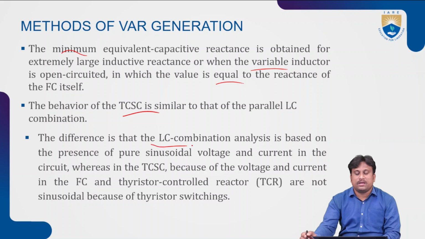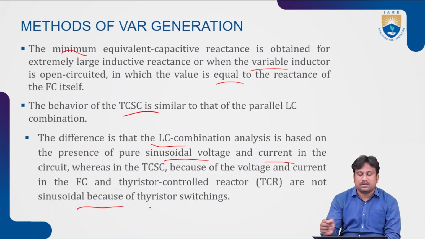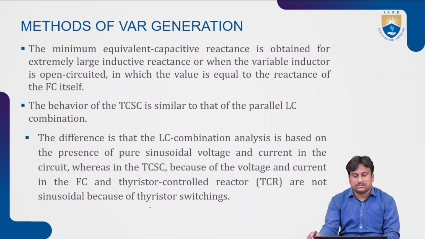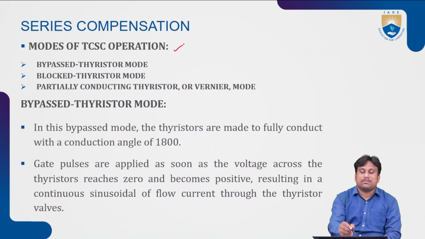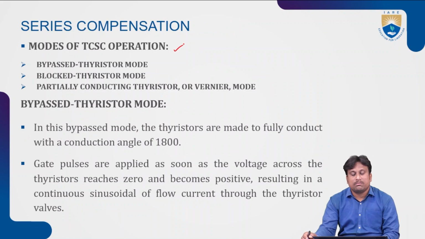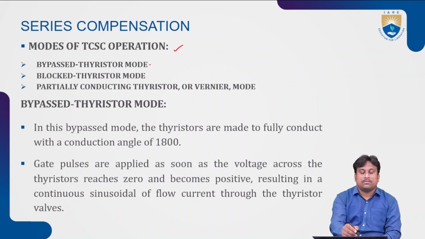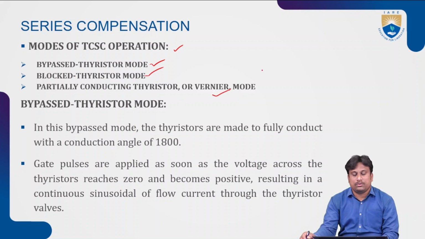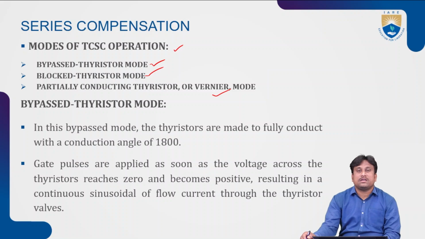The difference is that the LC combination analysis is based on the presence of pure sinusoidal voltage and current in the circuit, whereas in the TCSC, the voltage and current in the FC and thyristor controlled reactors are not sinusoidal because of thyristor switching. Here are the modes of TCSC operation: bypassed thyristor mode, blocked thyristor mode, and partially conducting thyristor or vernier mode. What is bypassed thyristor mode?